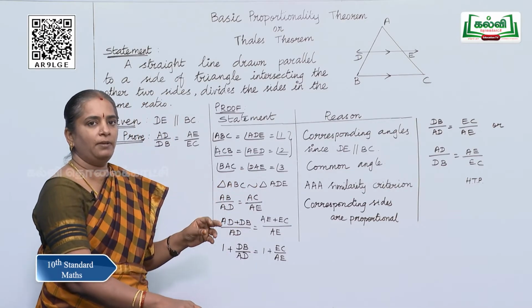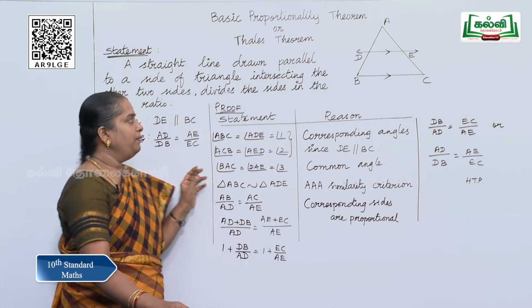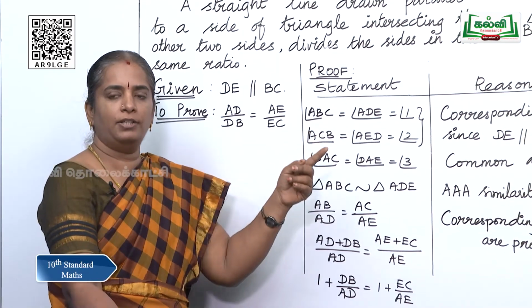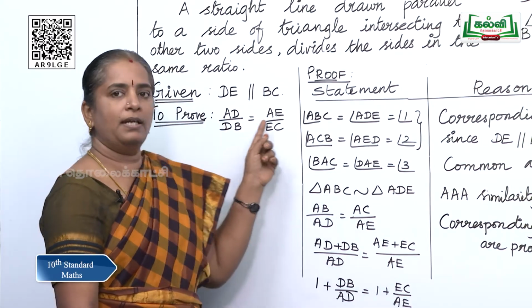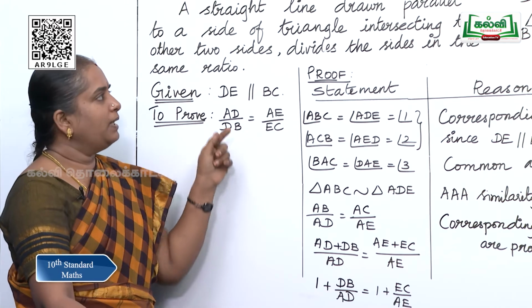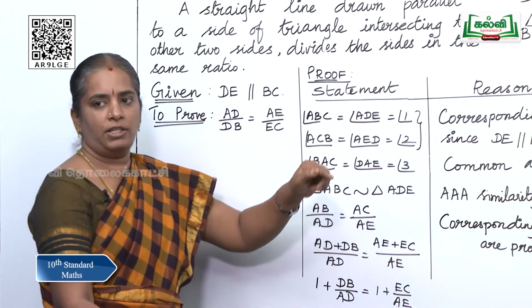Okay, can you understand the meaning? Yes. Now, let us go to the proof of the theorem. Okay. See, given is a line parallel to BC. Let us name the line as DE. So, DE is parallel to BC is given. What is to be proved? It divides the other two sides in the same ratio.